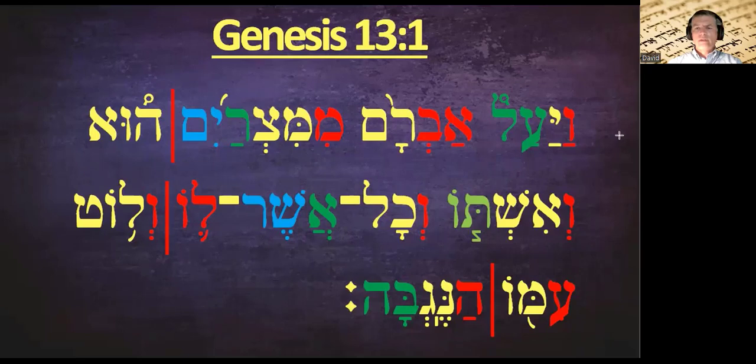Let's try some basic reading here today. This first word is broken into, you can count the colors, 1, 2, 3, 3 syllables. This word would be pronounced va'ya'al, va'ya'al.